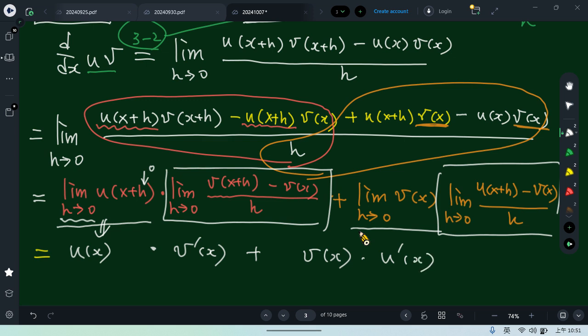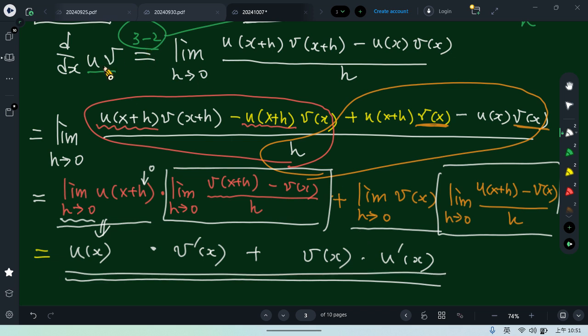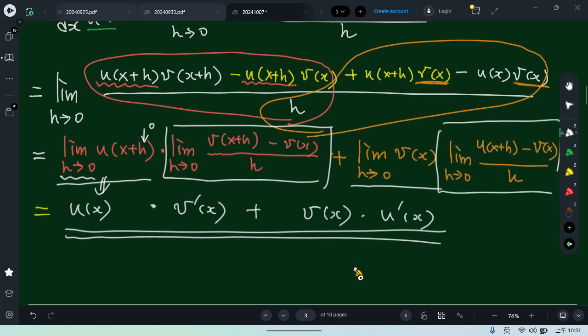So please keep this formula in your mind. If two terms are multiplied together and you want its derivative, remember you keep the original first term but differentiate the second term, then plus keep the original second term but differentiate the first term. So this is very important. This is very important.